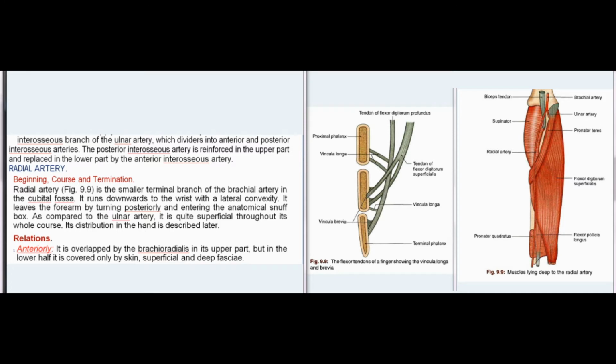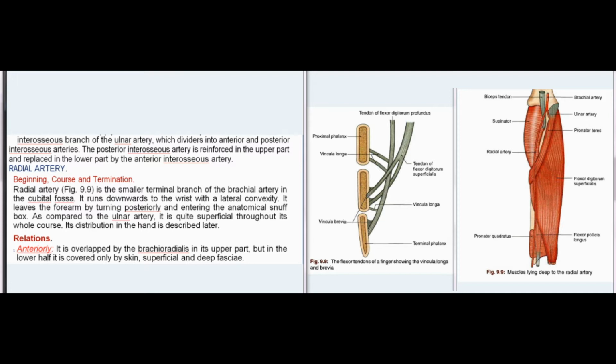Features. The most conspicuous arteries of the forearm are the radial and ulnar arteries. However, they mainly supply the hand through the deep and superficial palmar arches. The arterial supply of the forearm is chiefly derived from the common interosseous branch of the ulnar artery, which divides into anterior and posterior interosseous arteries. The posterior interosseous artery is reinforced in the upper part and replaced in the lower part by the anterior interosseous artery.